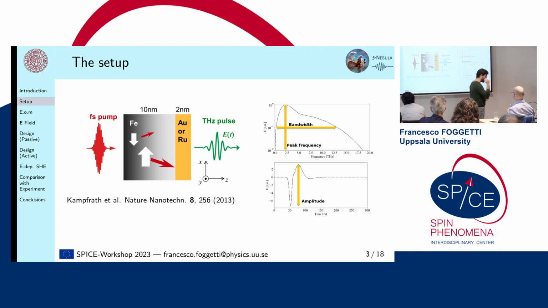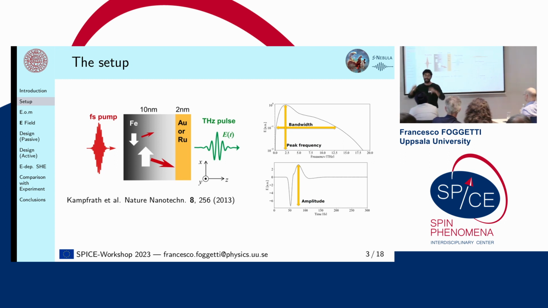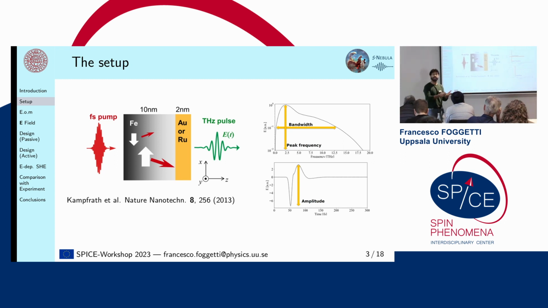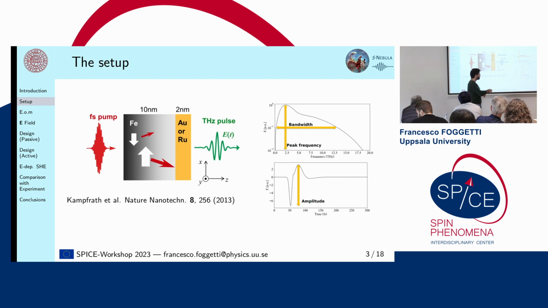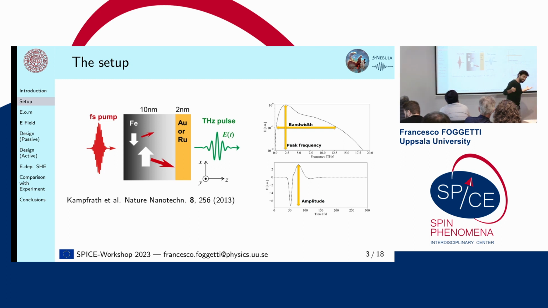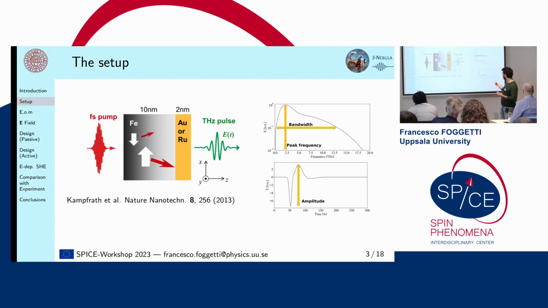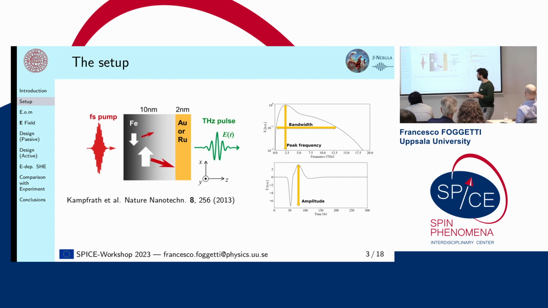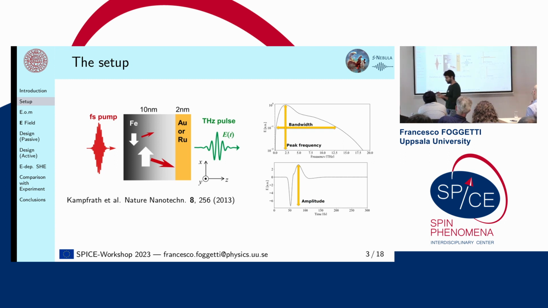So let's go. I guess we saw this figure at least two or three times this evening. What do we have? An object made of a ferromagnetic and a non-magnetic part. We shine a laser on the object, and an electromagnetic wave gets emitted. Our question is, how can we build this object to make our signal the largest possible, so big amplitude, and the widest in frequency space, so big bandwidth? First, let's look at how we model this kind of system.